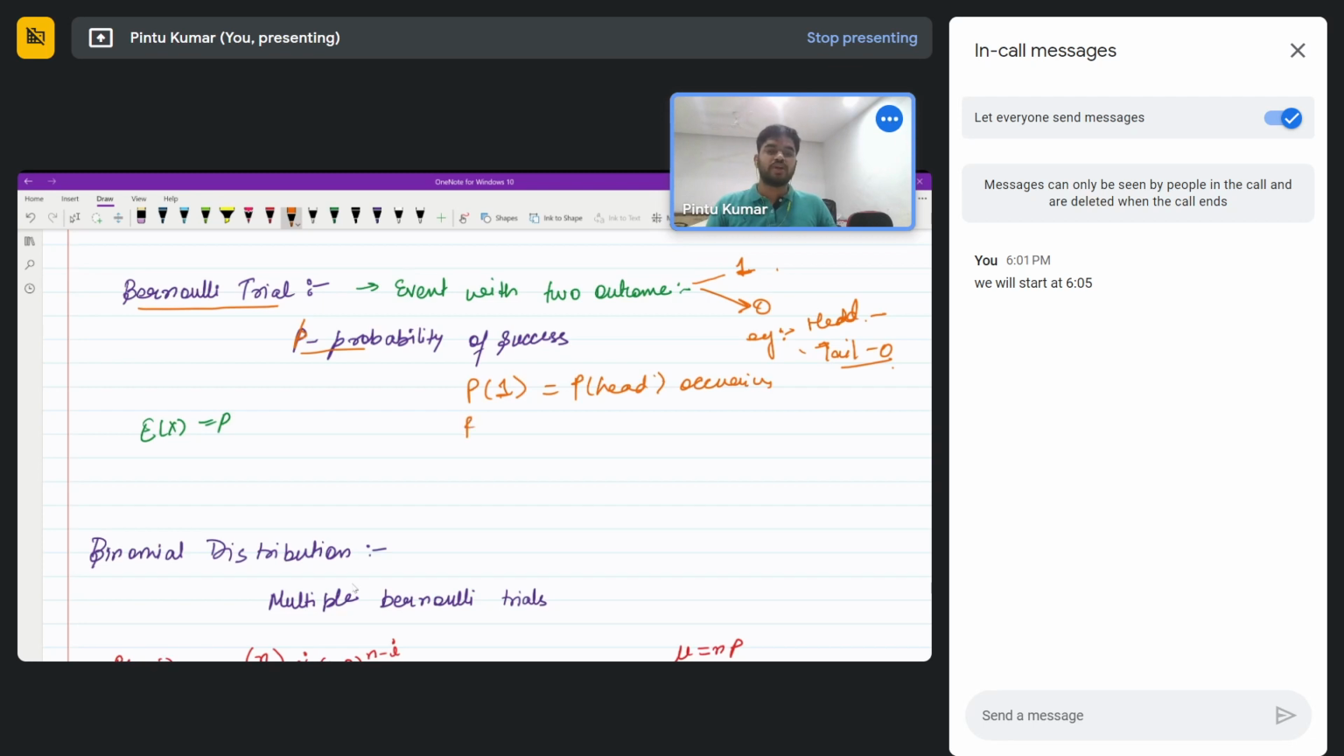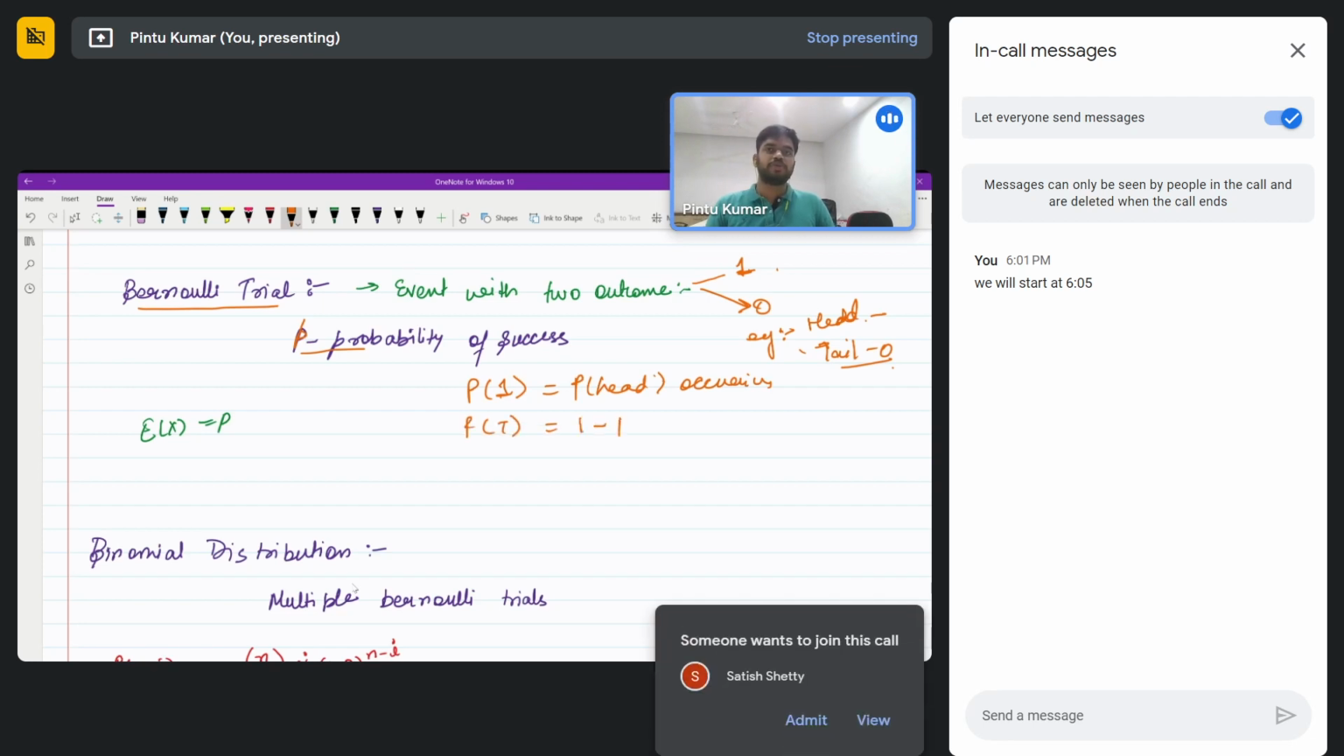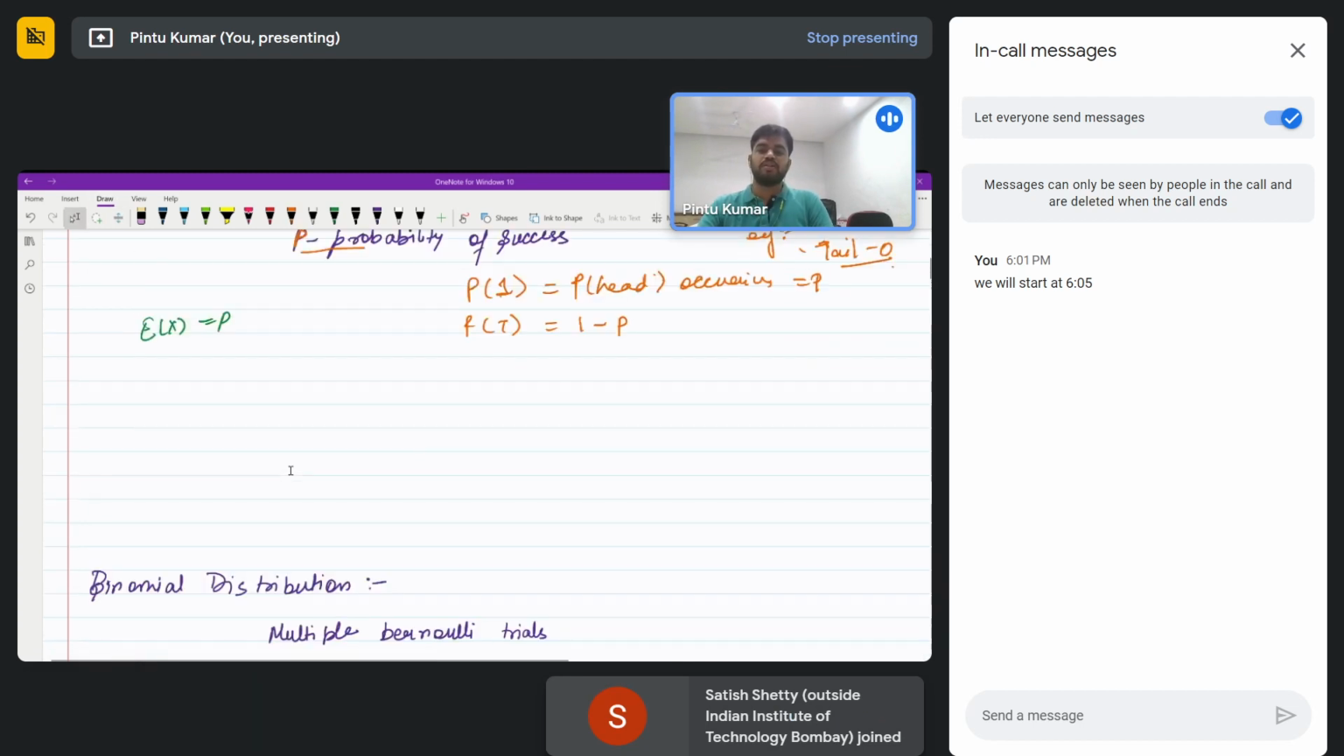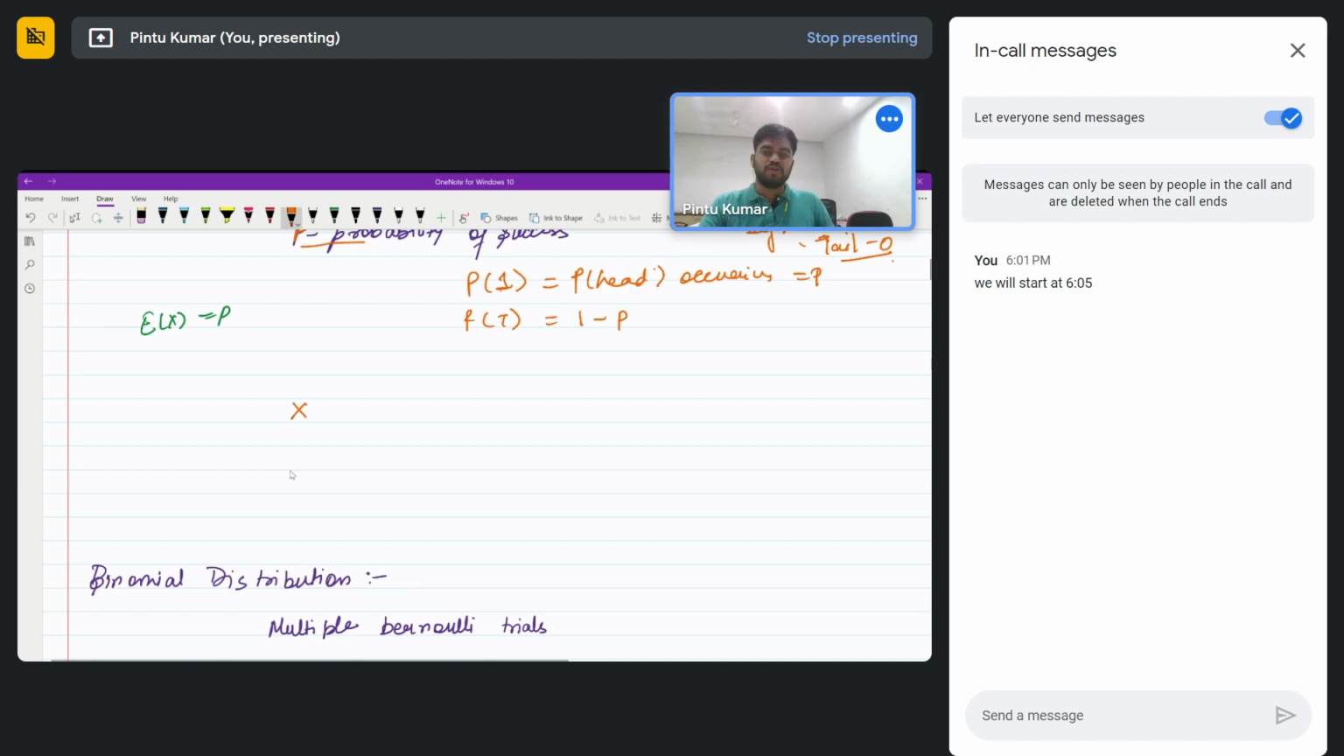So what is the probability of tail? It would be 1 minus p. You can easily calculate its expectation. The random variable here takes only two values, that is 0 and 1: 0 with probability 1 minus p and 1 with probability p. So what is the expectation? Expectation of X is 0 into 1 minus p plus 1 into p, which is p.